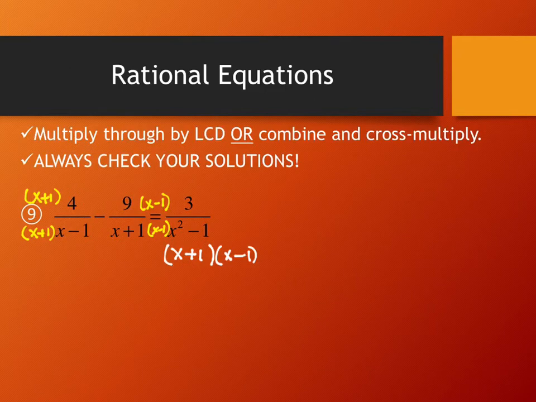So my first numerator is 4x plus 4. And I don't want to distribute the denominator out. I just want to leave it as x plus 1, x minus 1 in whatever order you wish. And then my second one is the subtraction sign, and then I have 9x minus 9.